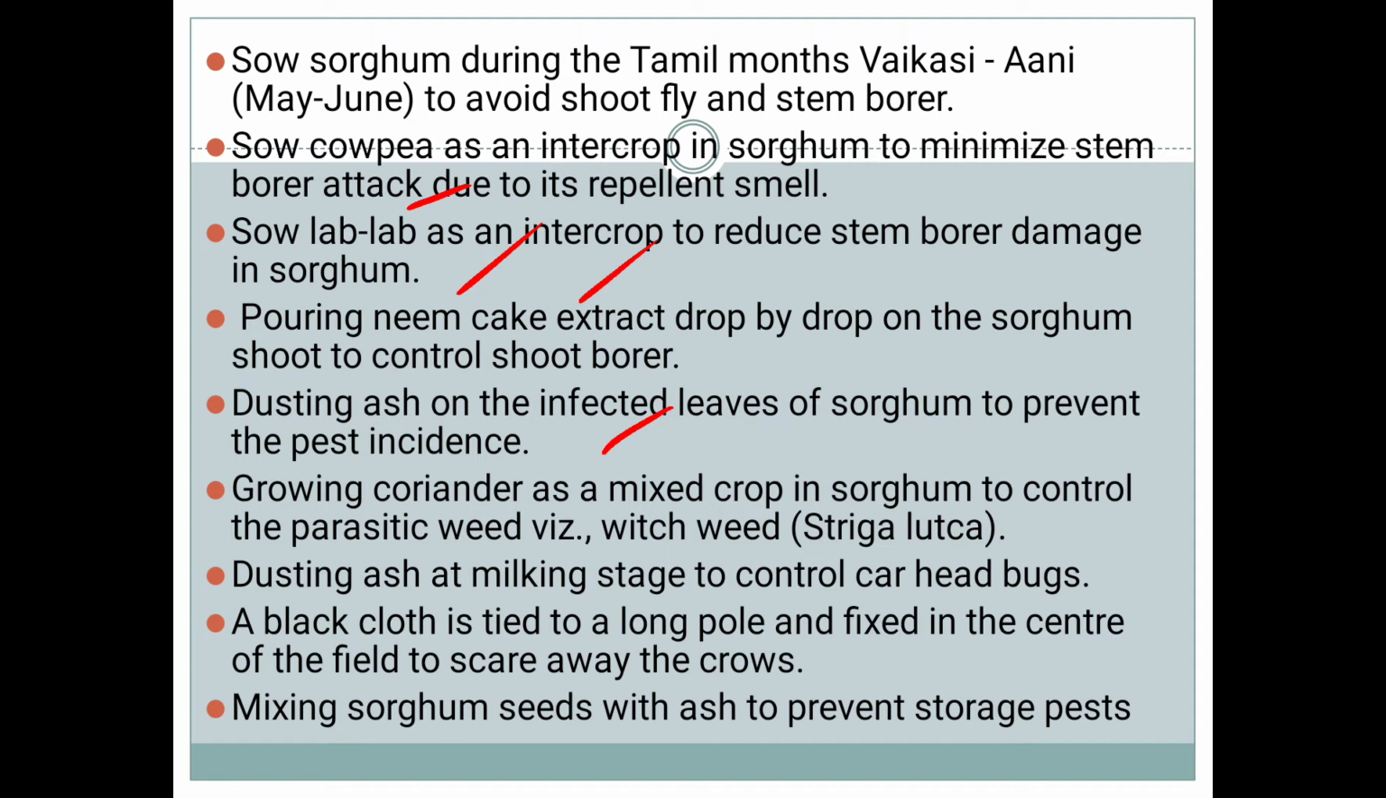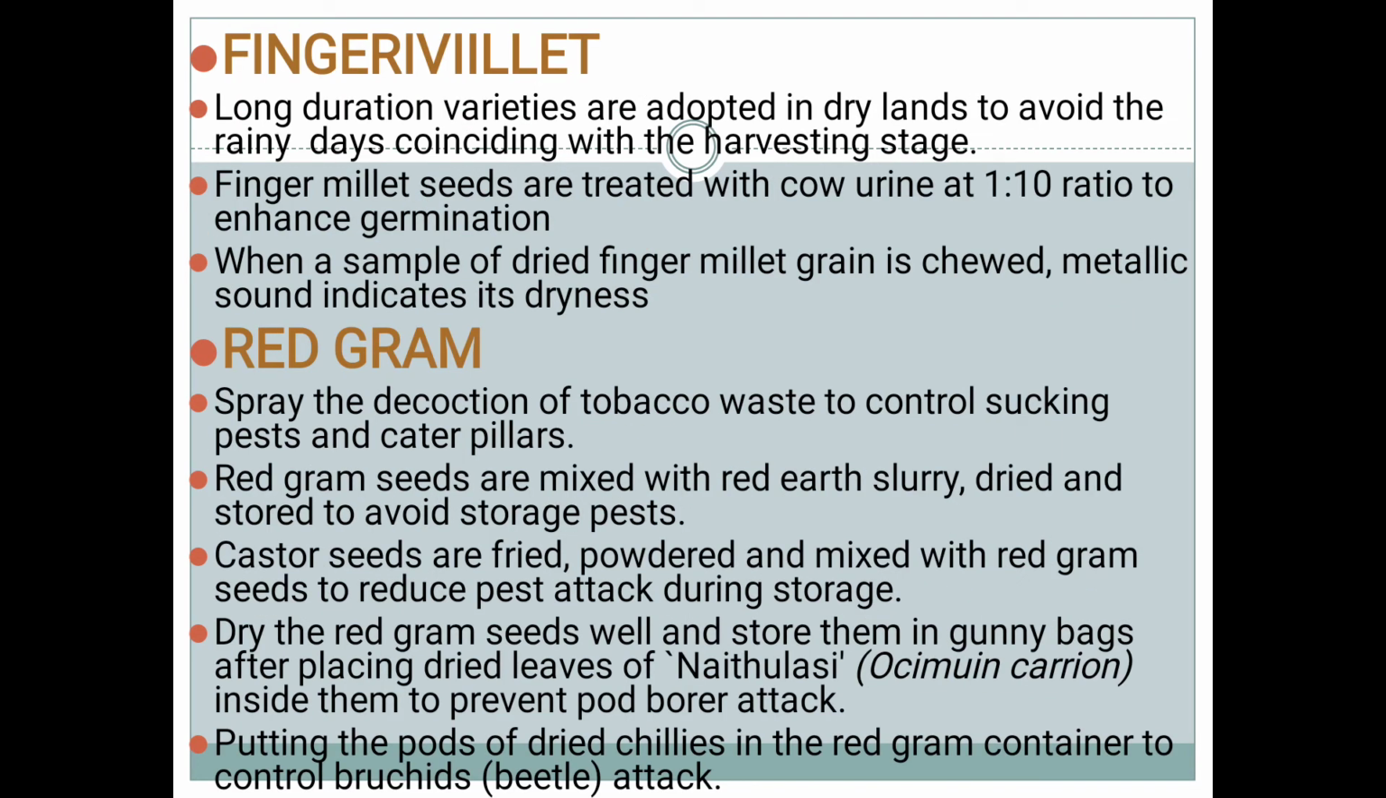Growing coriander as a mixed crop in sorghum controls the parasitic weed striga. Mixing the sorghum seed with ash prevents storage pests. Then finger millet and red gram.